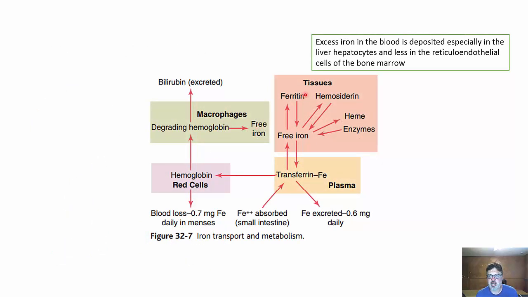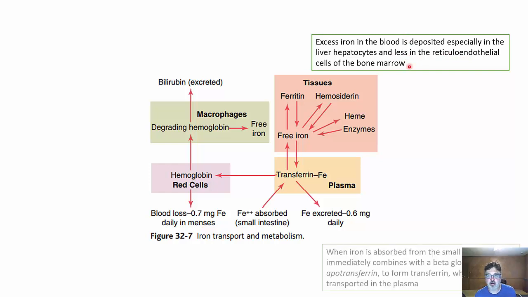This is just showing us how excess iron is deposited in the other tissues, especially the liver hepatocytes, and less so into the RES system, the reticuloendothelial system of the bone marrow as well. So the liver, bone marrow, a couple of major places that we can store the iron.